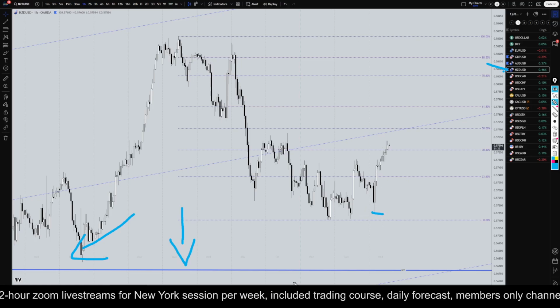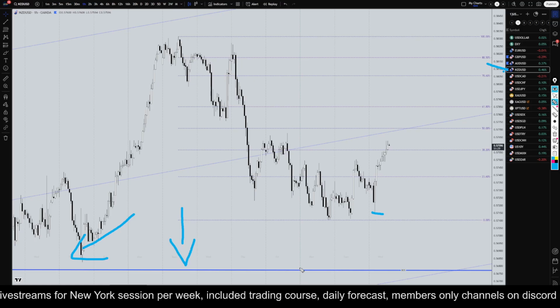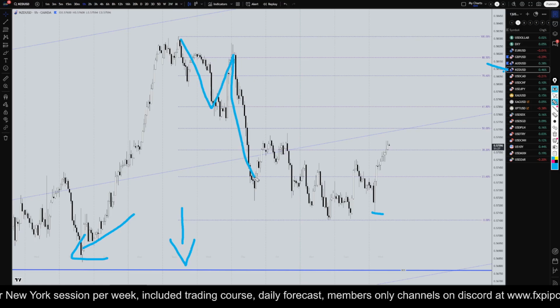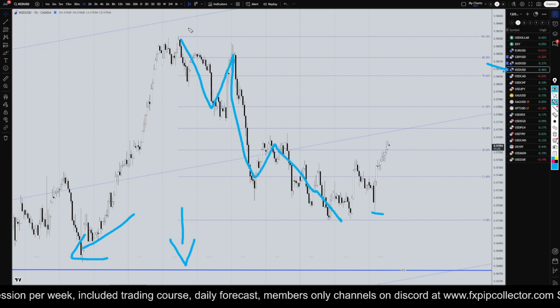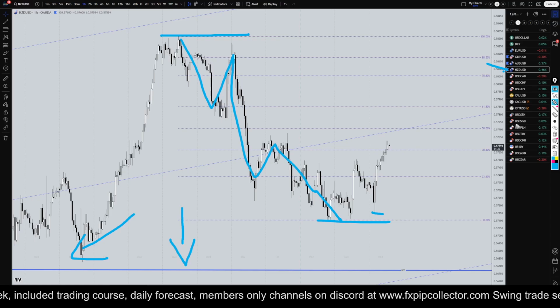So we are drifting up pretty good. We made a pretty nice little higher low yesterday, so we are drifting up. I still think there's a very good likelihood this move up is just a correction to the last five waves down. So I have my Fibonacci retracement on here.